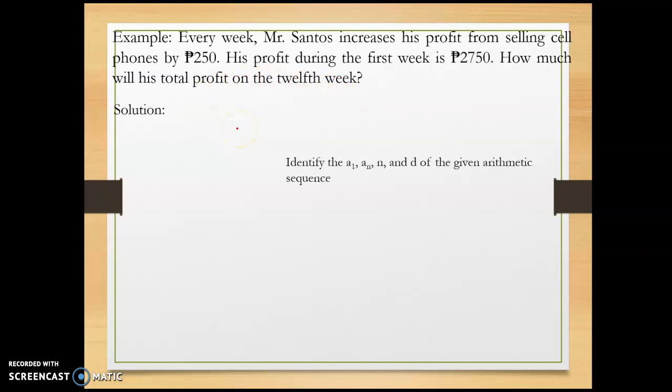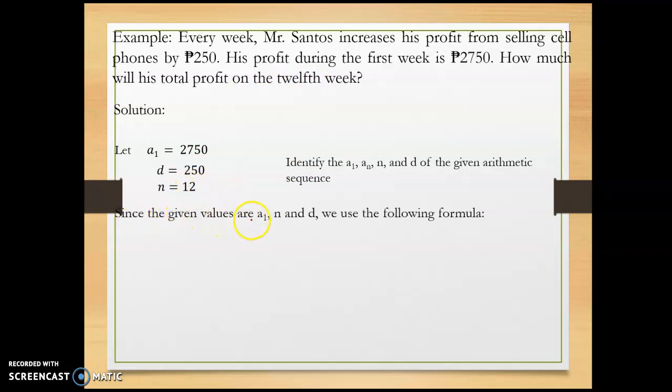So, solution: we identify first the a sub 1. Since there is no given sequence but only the problem statement, you have to identify the first term, the nth term, and the value of n. So your a sub 1, the first week, is 2,750. Then your difference, since your profit increases by 250, that's your difference. And then your n is the 12th week, so therefore your n is 12.